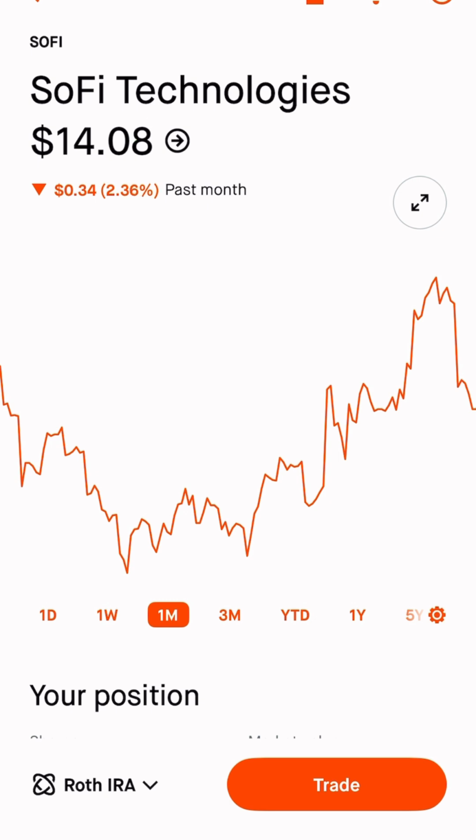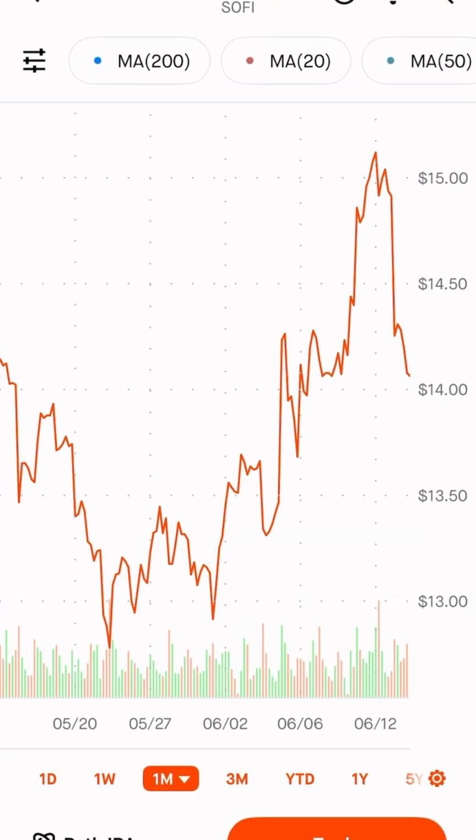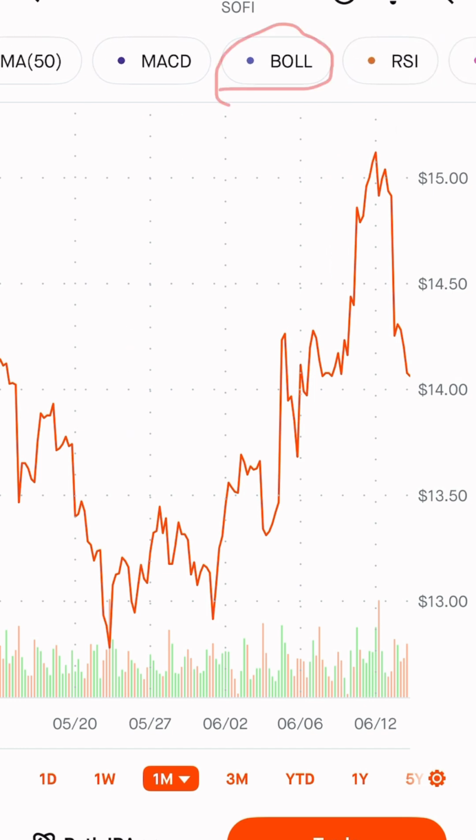The indicators are important to look at because they show you the current value of the stock, whether the stock's at a good value or whether it's at a bad value. So to look at the indicators, you're going to click on the two arrows. The most important indicator that I like to look at is the Bollinger Band. So I'm going to click BOLL.